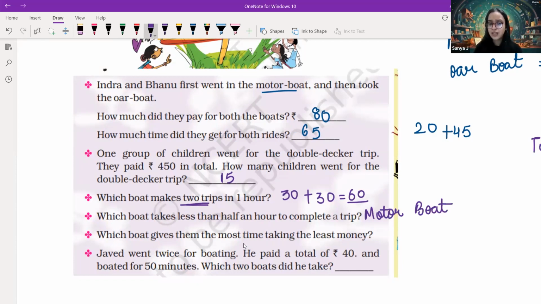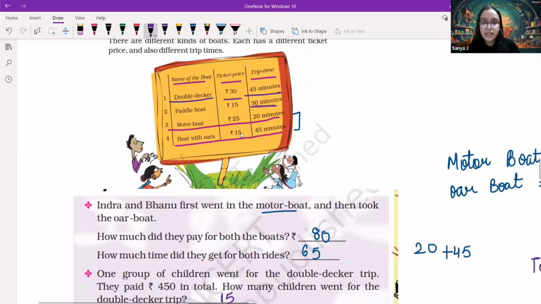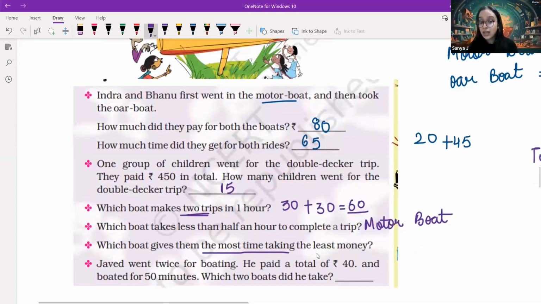Which boat gives them the most time taking, the least money? Okay, the most time. What do you mean by most time taking? Most time taking means which takes the maximum time. Let's find the maximum time. That is 45 minutes here and 45 minutes here also. There are two boats now, double decker and boat with oars.